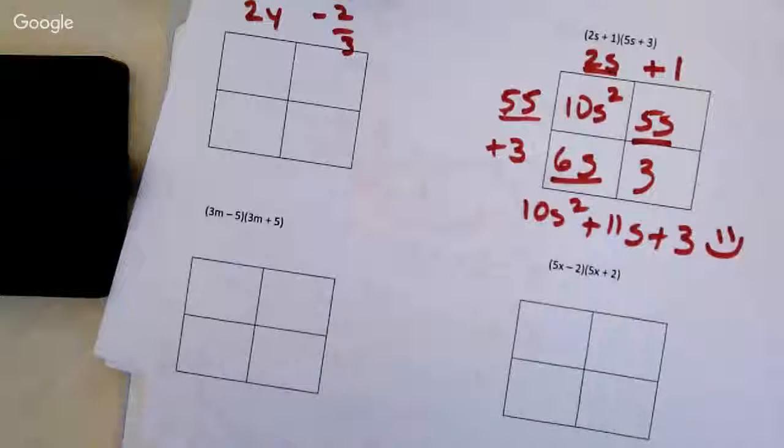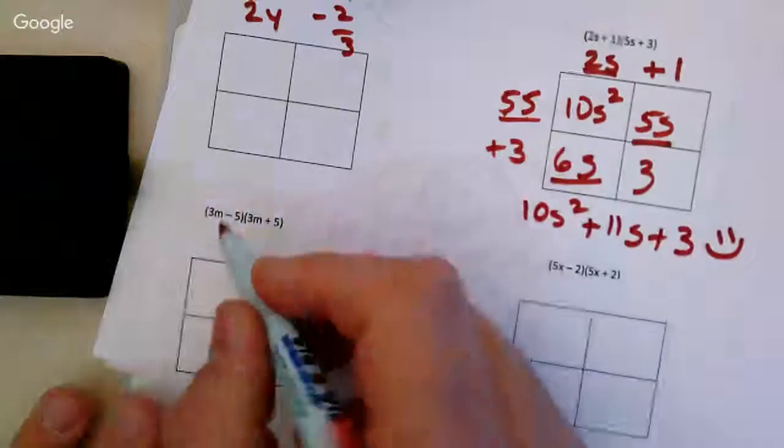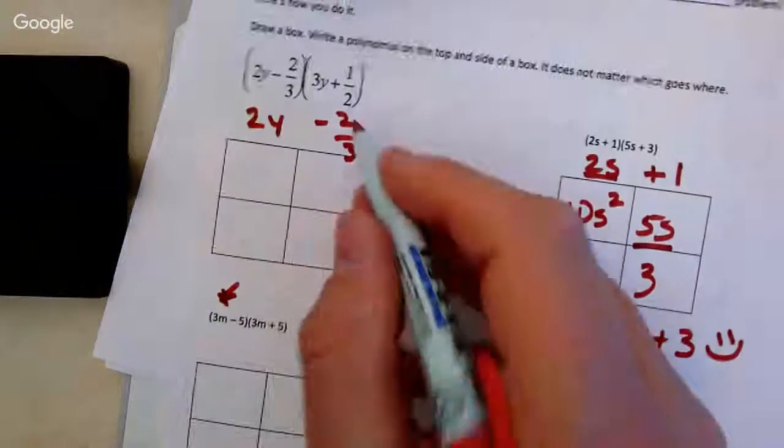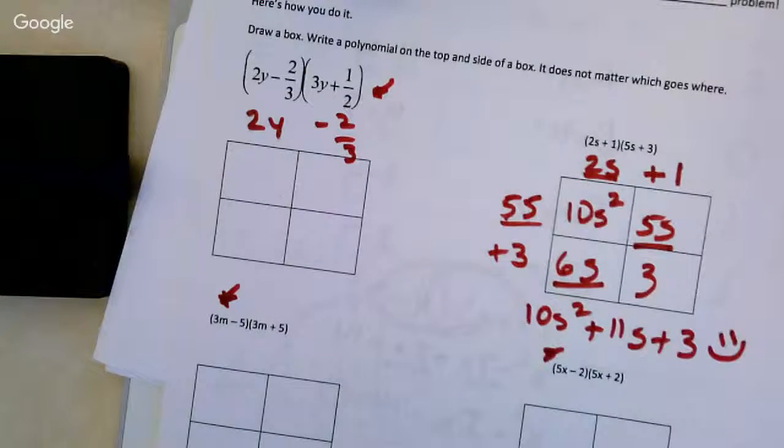Okay, here's what you got to do. I don't care which method you use, whether you use FOIL or the box. I want you to do the two beneath it. This one and this one. Then, if you want some extra smiley faces, try that one. On your marks, get set.